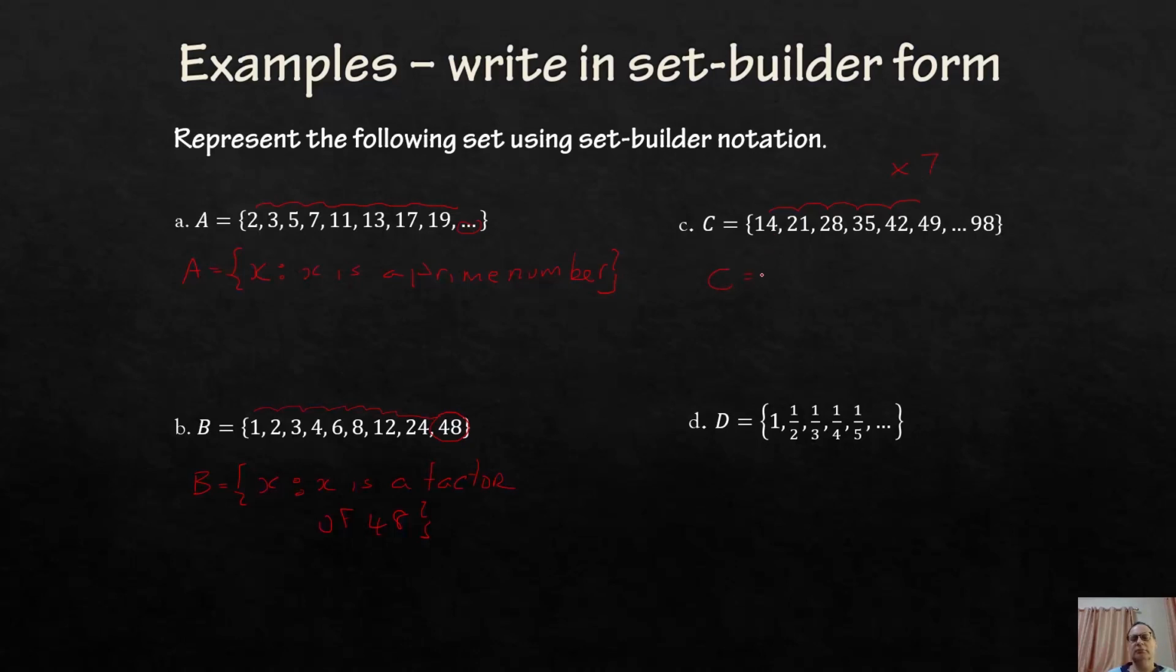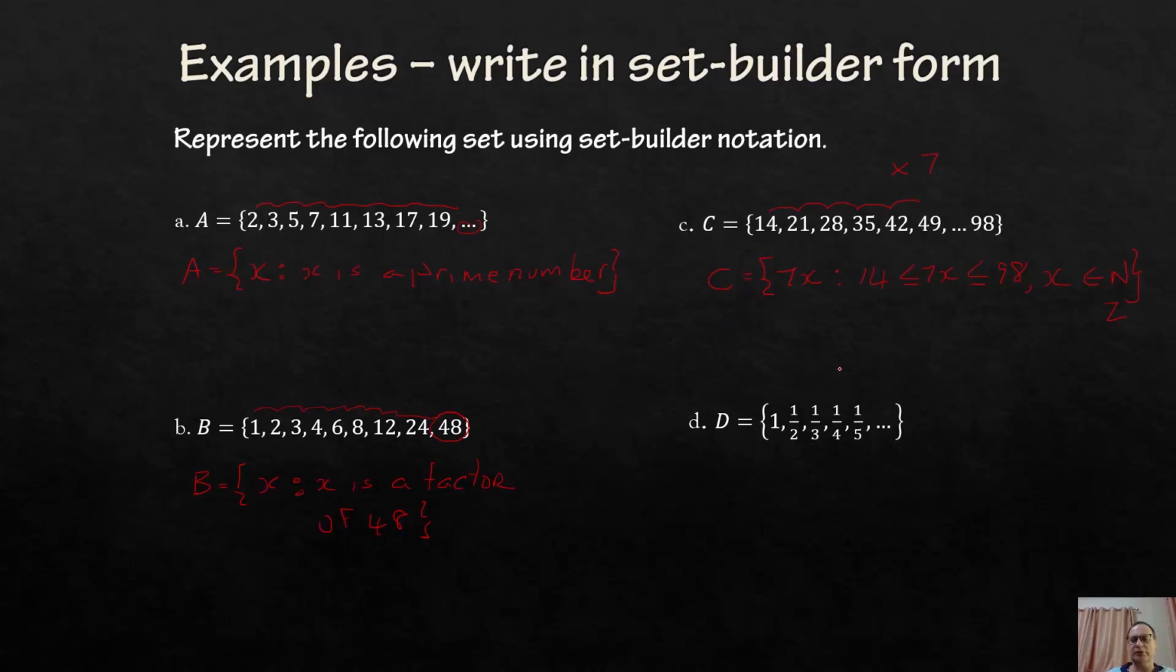So C, because we have multiples of 7, start out with 7x. Let's do this a different way. We could write that as 7x such that 14 ≤ 7x ≤ 98. That's another way you can write it as opposed to what we did on the last slide. And x is a natural number. We can use that. So that's one way that you can do that. Or integer as well. You can use integer there.